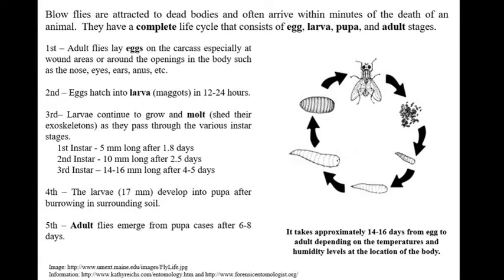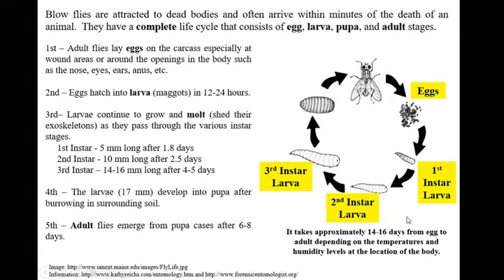They emerge from the pupal cases, which may take around 6 to 8 days. Again, it depends upon the type of fly. In this representative example, it takes around 14 to 16 days from egg to adult fly, depending upon the temperature and humidity at the particular location of the body. So it goes from egg to first instar, second instar, third instar, and the pupal case, this hard shell or covering. After that, they break the outer covering and develop into the adult fly.